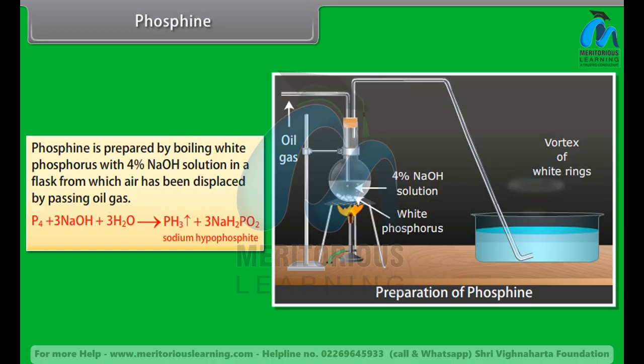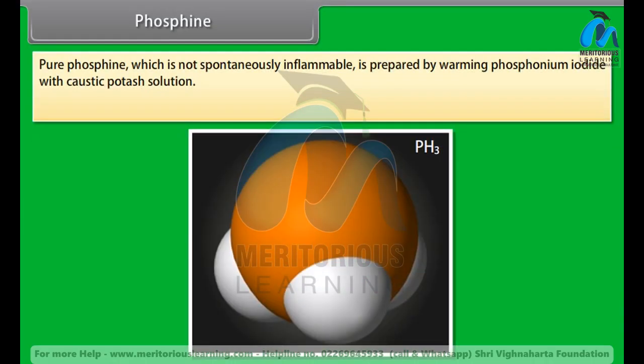Impure phosphine bursts into flames as it comes in contact with air and forms a vortex of white rings of P4O10. Pure phosphine, which is not spontaneously inflammable, is prepared by warming phosphonium iodide with caustic potash solution.